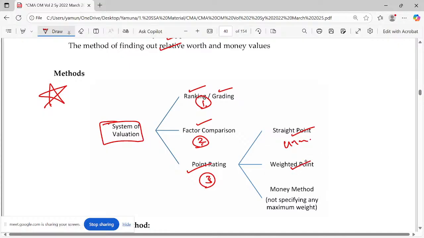Second is where weightage will be given, which sets the first priority level. And the third one is the money method. They will not talk about the weight; they will talk in terms of value in money, the monetary value. So we have all these methods.